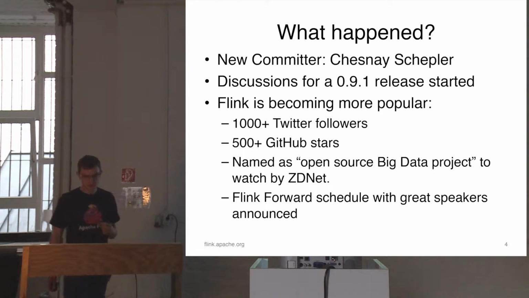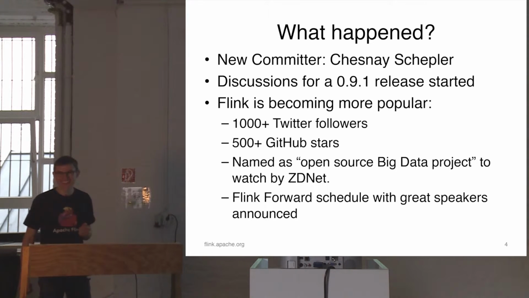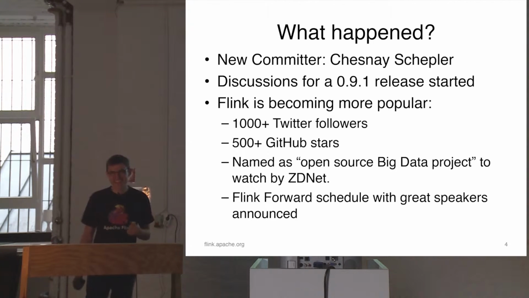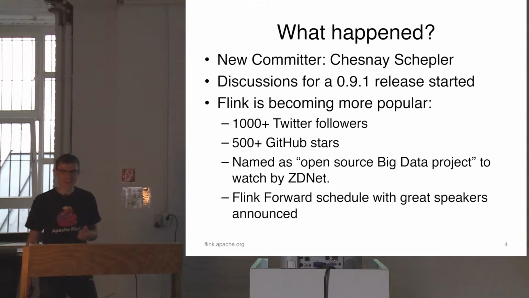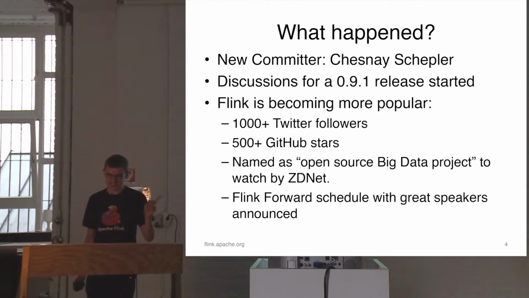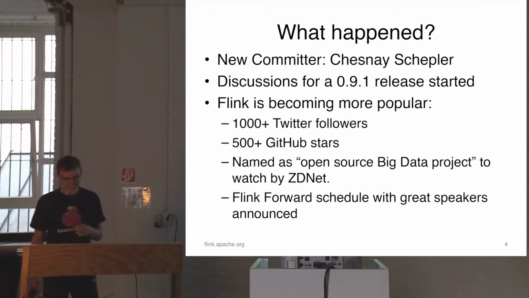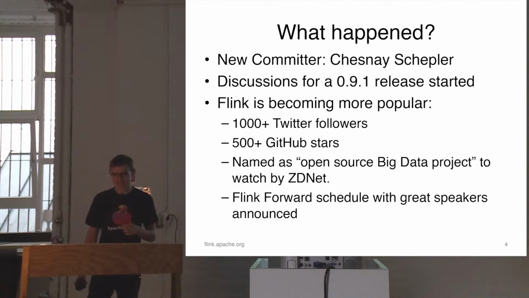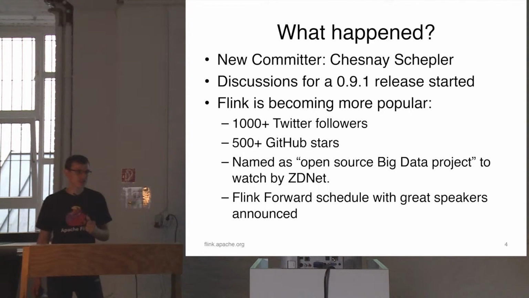We added a new committer to the Flink project. So Chesney, who contributed the Python API and a lot of small fixes, is now a committer in the Flink project. He's not here, but we have a YouTube recording, so he can see it. And we started discussing a 0.9 bug fix release. And we also decided to cut a 0.10 milestone 1 release with the latest features included.